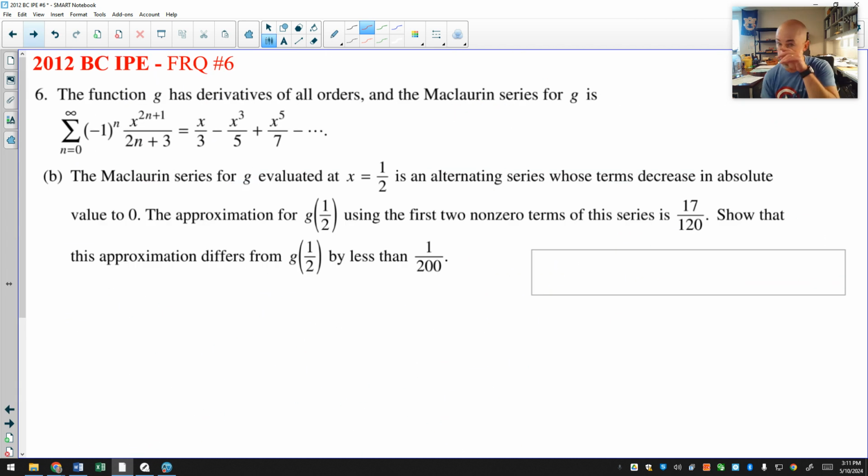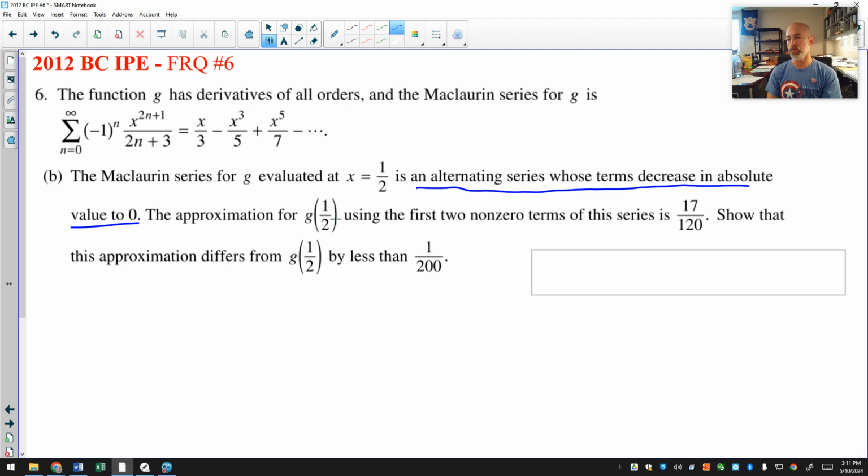So let's look at part B. We are using this Maclaurin series for G. We evaluate it at 1/2. They tell us right here it's an alternating series whose terms decrease in absolute value to 0. They're basically confirming that this series can be shown to converge by the alternating series test. We kind of know that already from part A, but they tell us anyway.